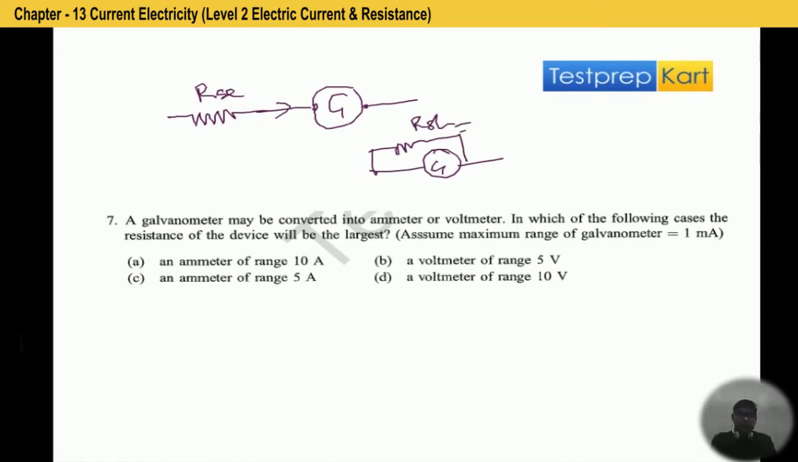So it means when we convert this galvanometer into a higher range voltmeter, then we require very high resistance, right? So first, an ammeter of 10 ampere range, so we need less resistance. In this we also need resistance. Okay, so as compared to a 5 volt rating voltmeter, 10 volt requires larger resistance. So option D is correct in this question.